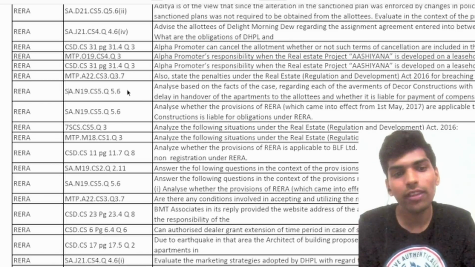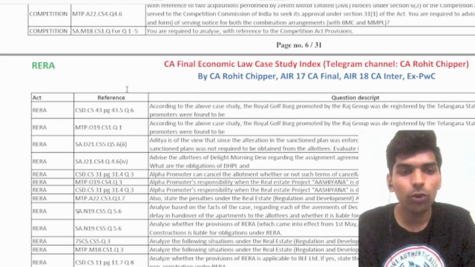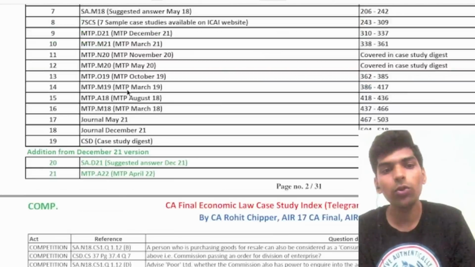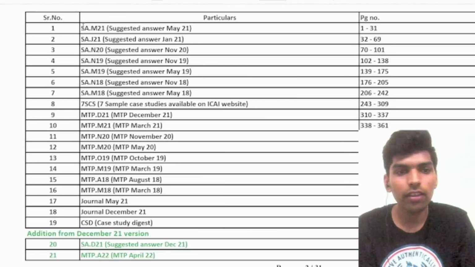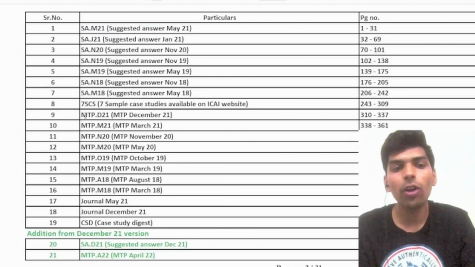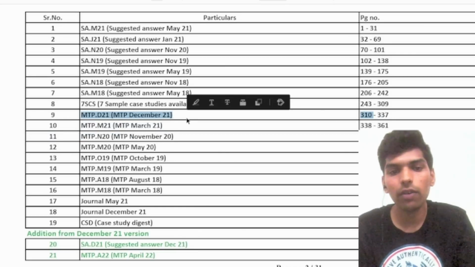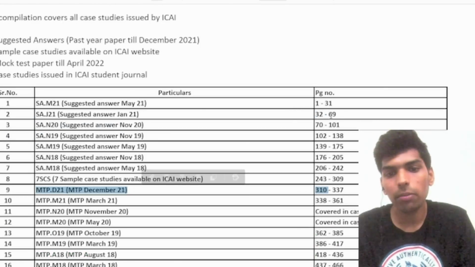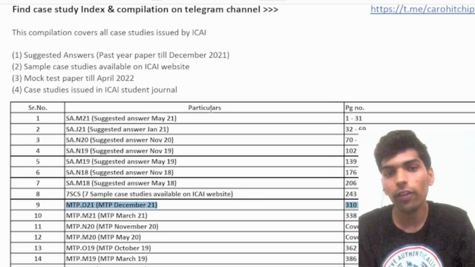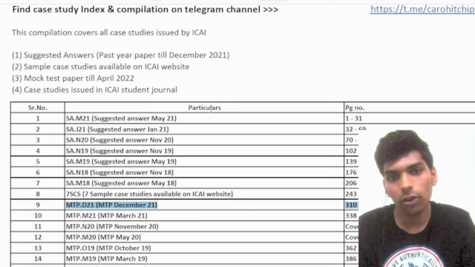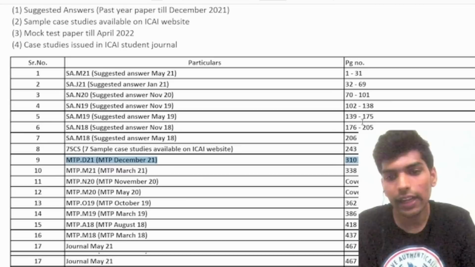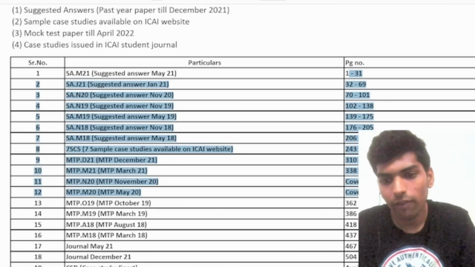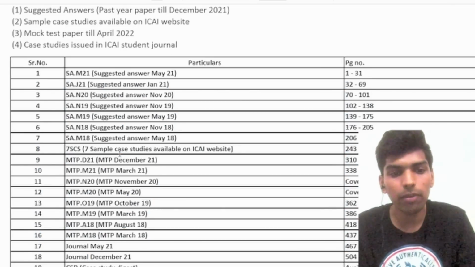Now how to know what is the meaning of the abbreviation? To know the meaning of the abbreviation, just go to the page number 2. This page number 2 contains all the abbreviations, like that essay.m21 means suggested answer May 21, mtp.d21 means MTP December 21, and this is the page number from where they have been placed in the compilation. So the two things I am sharing, this index and the case study compilation. So this is the index of the case study compilation, where you can find where this has been placed.